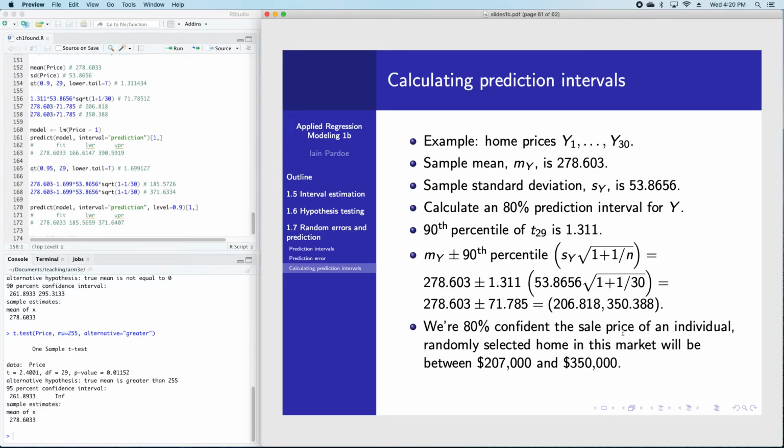If you go back and review the confidence interval for the mean, you'll find it's much narrower than this. The prediction interval is always wider than the confidence interval. And to interpret this, we can say we're 80% confident, because we're doing an 80% interval, that the sale price of an individual randomly selected home in this market will be between $207,000 and $350,000.